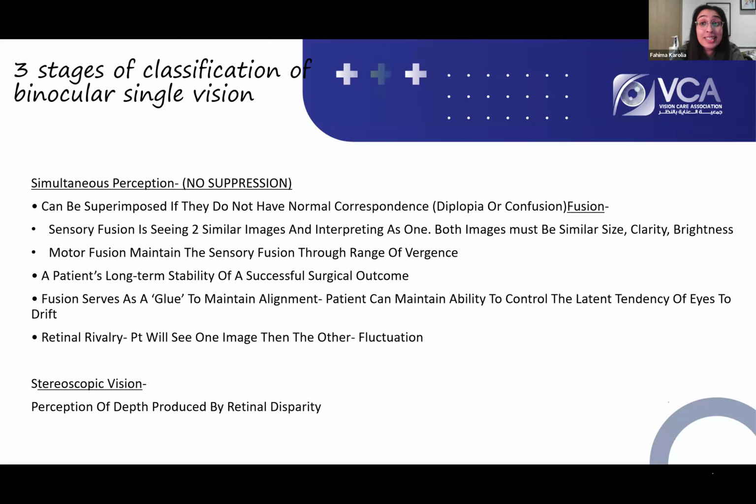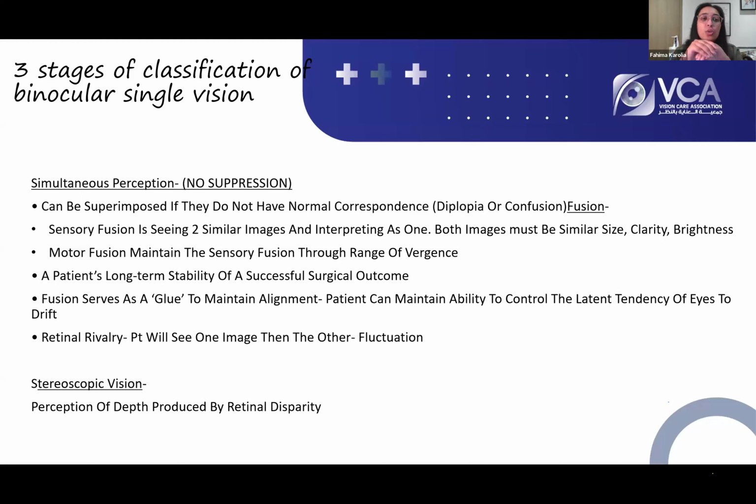The first thing is simultaneous perception. What is simultaneous perception? Simultaneous, at the same time, perception, perceive. So are we seeing an image from both eyes at the same time? Okay, that's the first thing we have to think of. Is our patient sitting there and is an image being perceived by both eyes, or are they suppressing? So simultaneous perception is if a patient doesn't suppress.